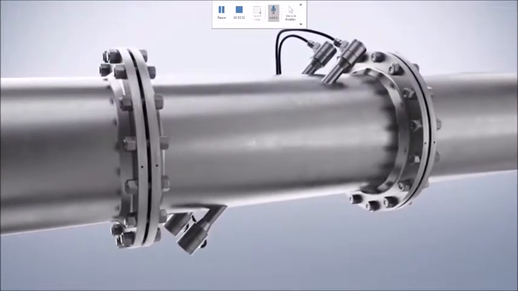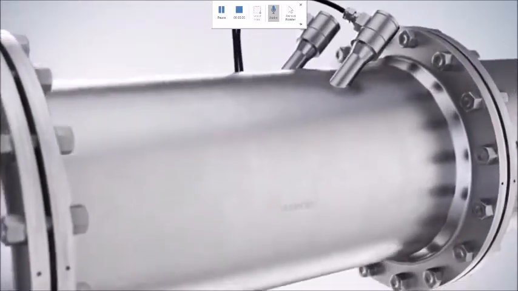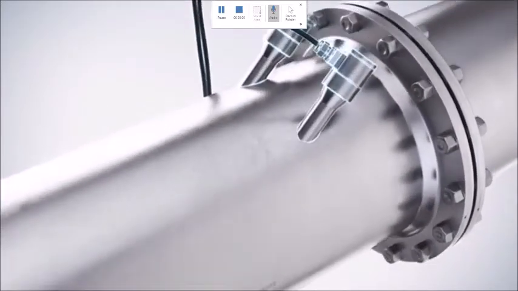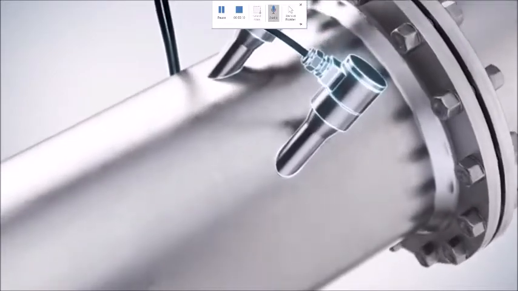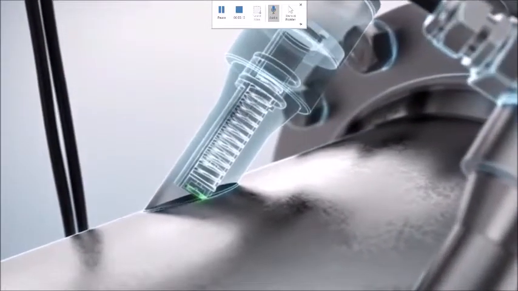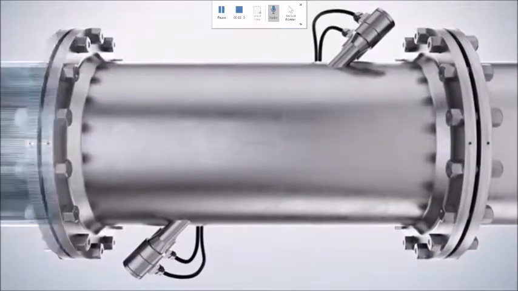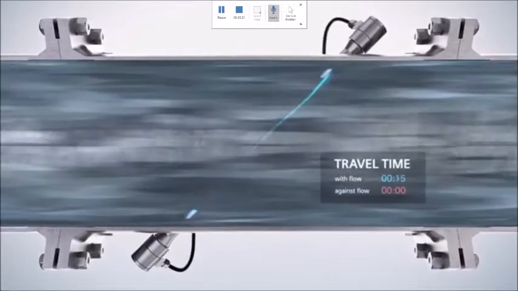Alright, so as you can see here, we have an ultrasonic flow meter with the transmitters and receivers set up. They're placed opposite of each other at a 45-degree angle. The ultrasonic sound waves are alternatively sent due to the piezoelectric effect, which facilitates the conversion of mechanical energy to electrical energy utilizing a crystal.